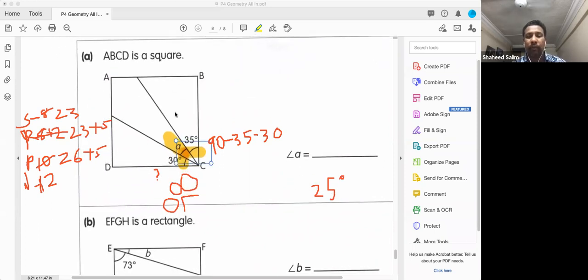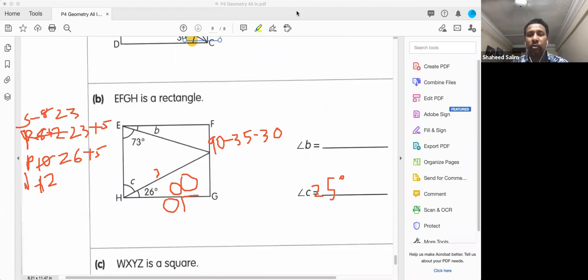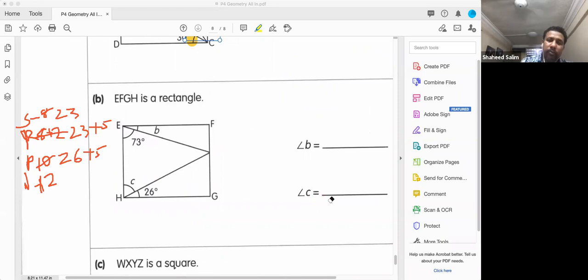I will erase the thing. Okay, this one now, 5 points also. Come on. I think I'm going to lose some money today, man. B and C, 5 points each.